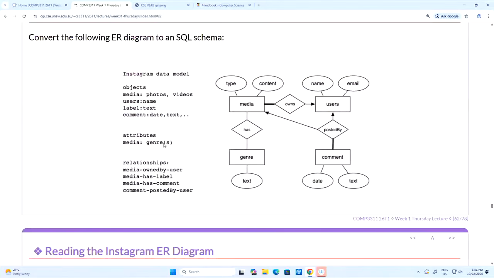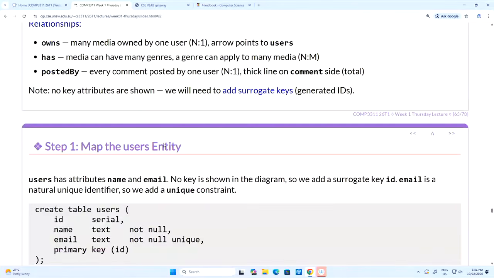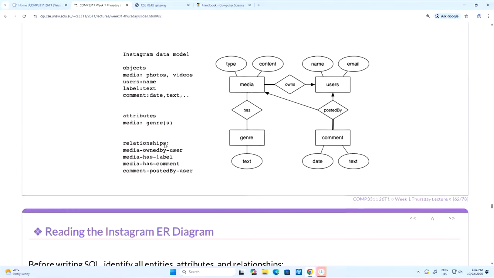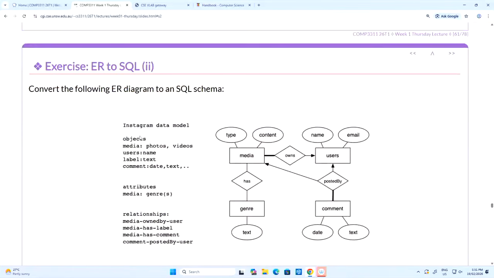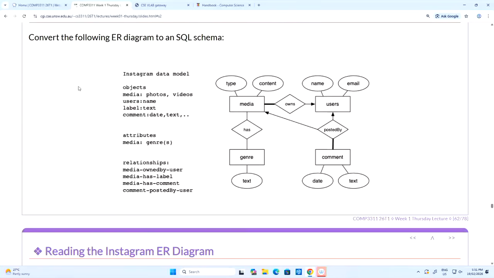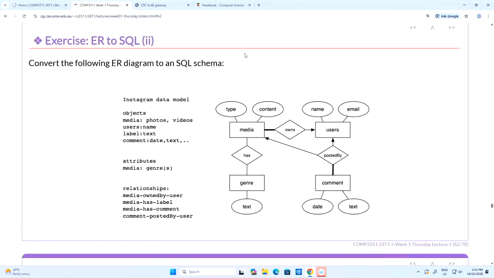And let me see what else we should talk about. Okay, so I think we should get through another example and then call it a day. So this is the Instagram example, and by looking at it, we need the media table, user table, comment table, genre table.